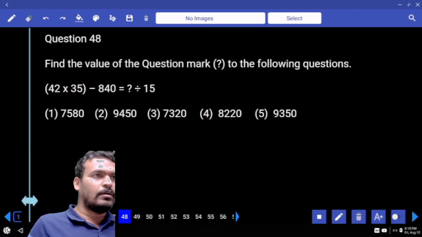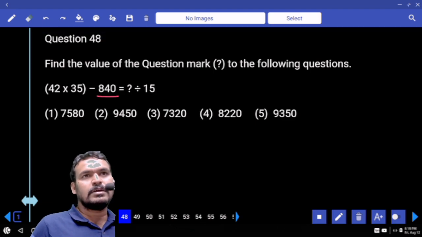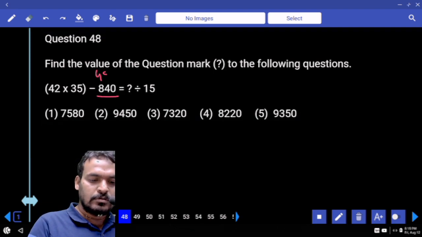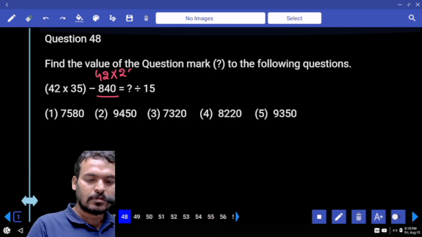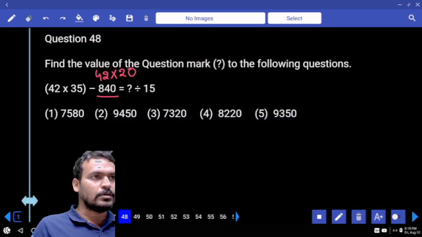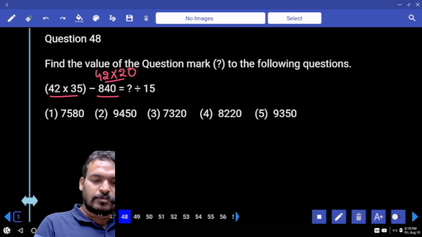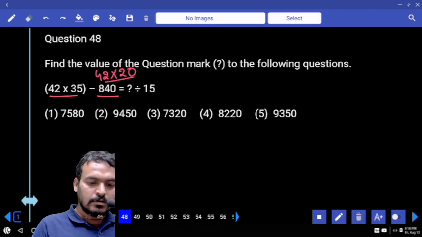42 into 35 or not? But 840 means it is 42 how many times? 20 times or not? 42? 20 times. 42 into 35 and 42 into 20. What is the difference? 42 into 15.